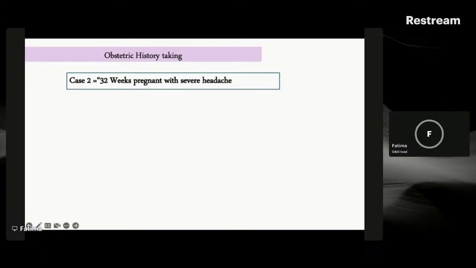Next case: a 32 weeks pregnant lady with severe headache. What are the questions that you would ask? Have a think about that. What are the differentials as well? And then what would you plan to do further?